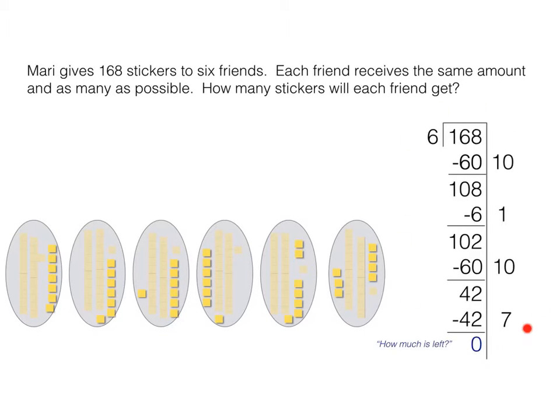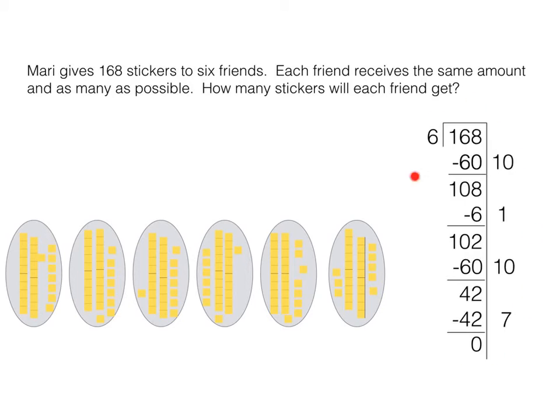So, the teacher has recorded all of this information on the left-hand side. And the student has done all the work that we see here with the manipulatives. So, we see that in terms of how much each friend got, they got 10 plus 1 plus 10 plus 7. So that's 28 altogether. And notice that matches exactly what the manipulatives show for the student. And therefore, each friend receives 28 stickers.